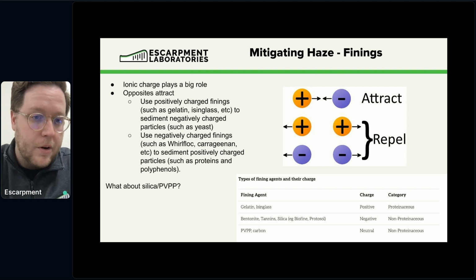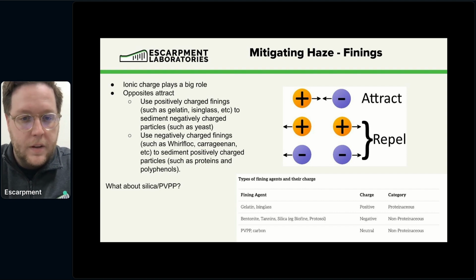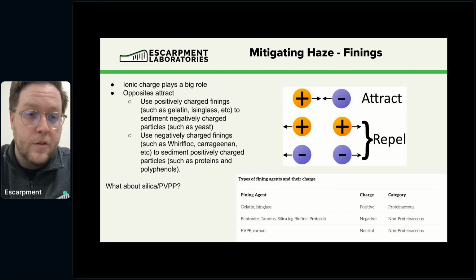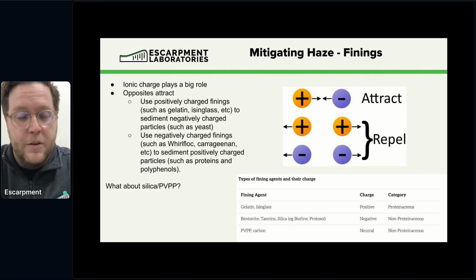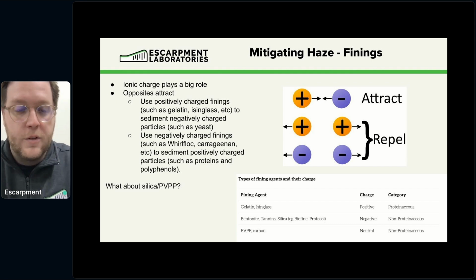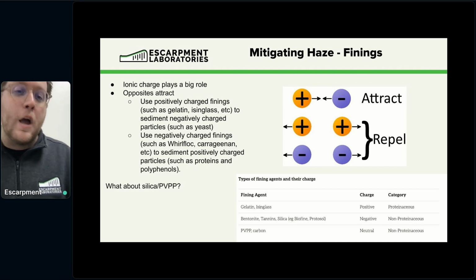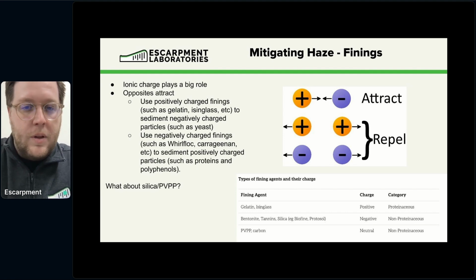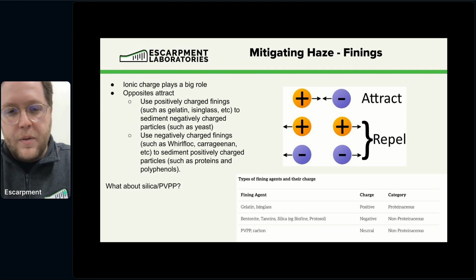We also do have other findings based on silica or PVPP, which can work in different ways. And it's always good to check the specs on the individual finding product that you're using to make sure that it's actually appropriate for what type of haze you're trying to drop out. Because if you're trying to drop out yeast with a negatively charged finding that just doesn't act on that type of particle, then you're just going to get frustrated because it's just not going to work. So that's something to keep in mind.